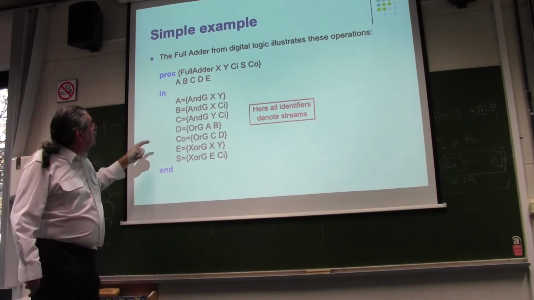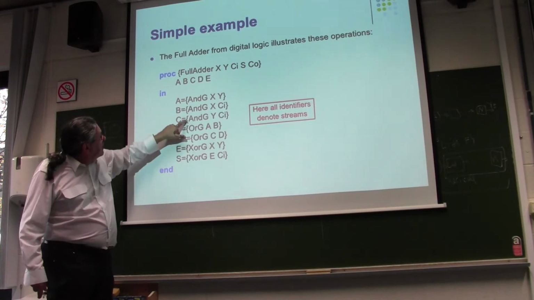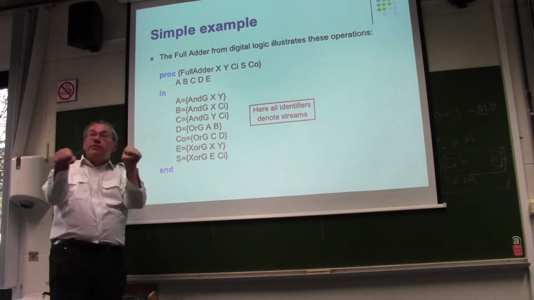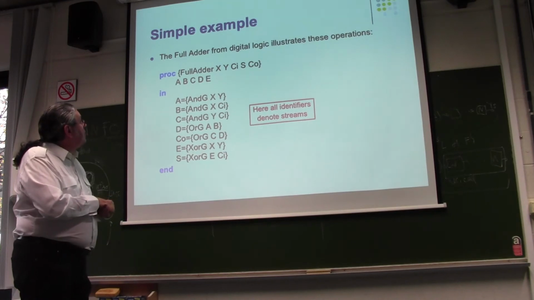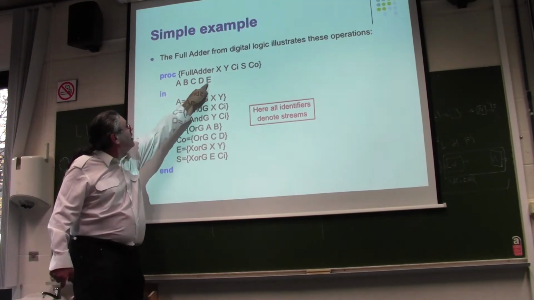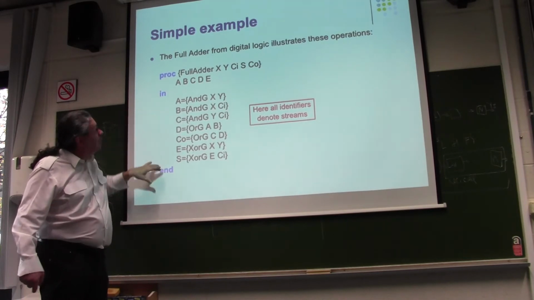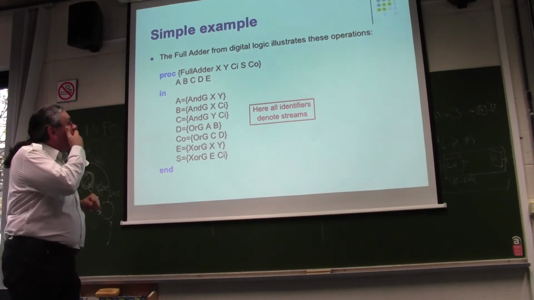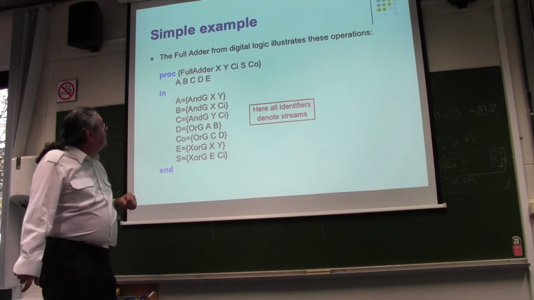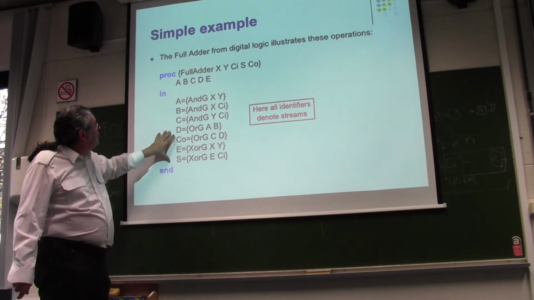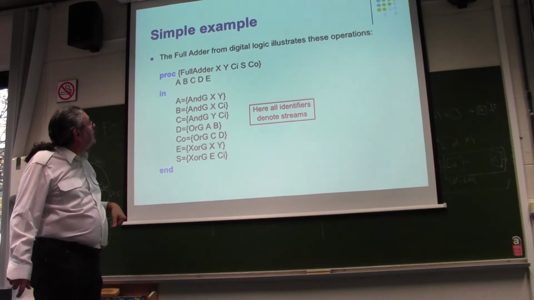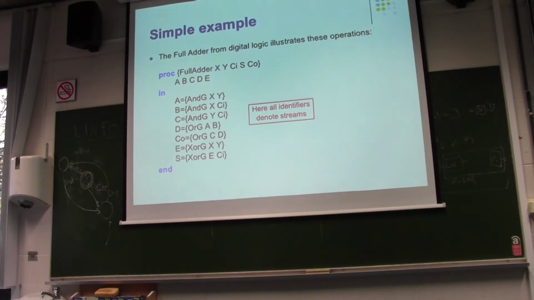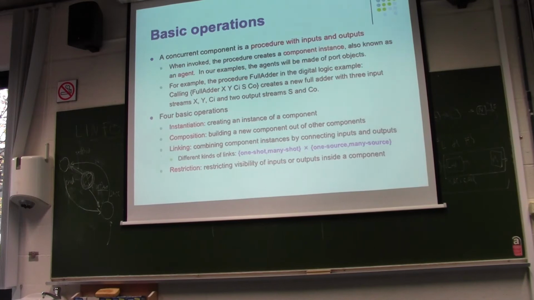And then there's linking. Linking means, for example, the output stream of this AND gate, which is C, is going to be the input of the other one. It's agents that are connected to each other. And there's something called restriction. The A, B, C, D, E are streams that are internal. You don't see them. So you can build agents out of other agents, kind of compositionally, yeah? So the composition, the restriction, the instantiation, these are all the concepts that you can see already here. And agents are connecting to each other.